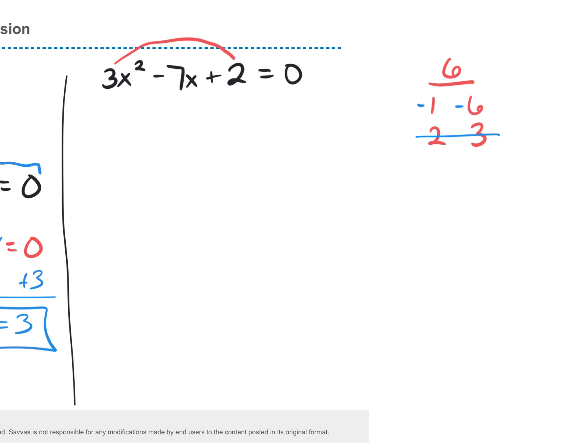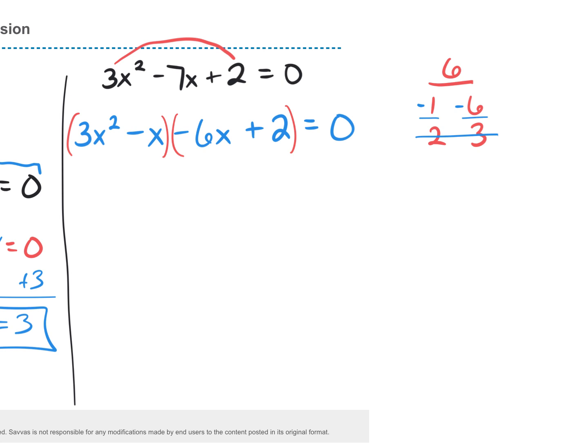Now, rewriting this, remember I keep my a value, 3x squared. Does it matter the order I put my factors in? No, it does not matter. So I'm going to do minus 1x, minus 6x, and then I keep my c value, plus 2, and then set that equal to 0. From here, what do I do when I'm factoring? You put them in groups. Yep, group them. What do I do with that negative sign in the middle? Put it in the parentheses with the 6.